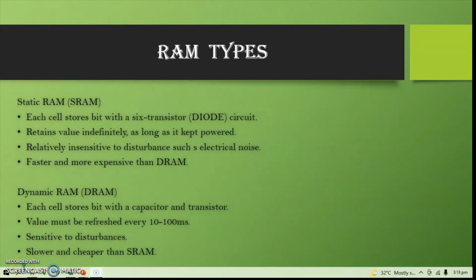RAM types: static RAM or SRAM. Each cell stores a bit with a 6-transistor circuit. It retains its value indefinitely as long as it is powered. It is relatively insensitive to disturbances such as electrical noise. It is faster and more expensive than DRAM. Dynamic RAM or DRAM: each cell stores a bit with a capacitor and transistor. The value must be refreshed every 10 to 100 ms. It is sensitive to disturbances, slower and cheaper than SRAM.